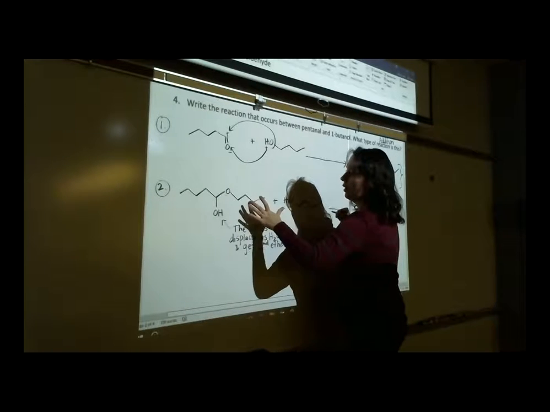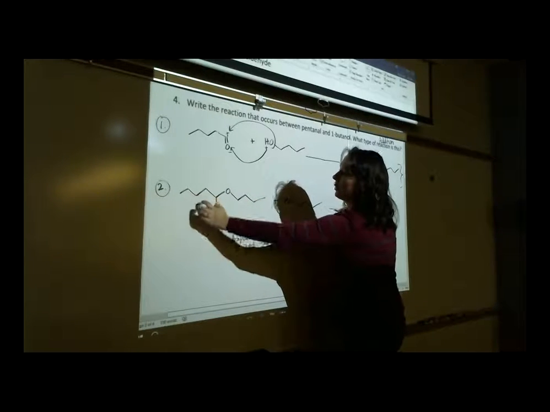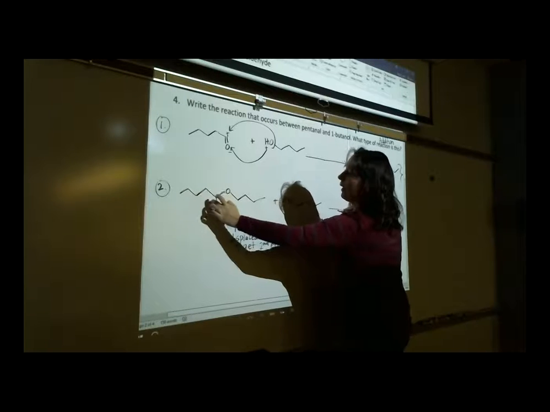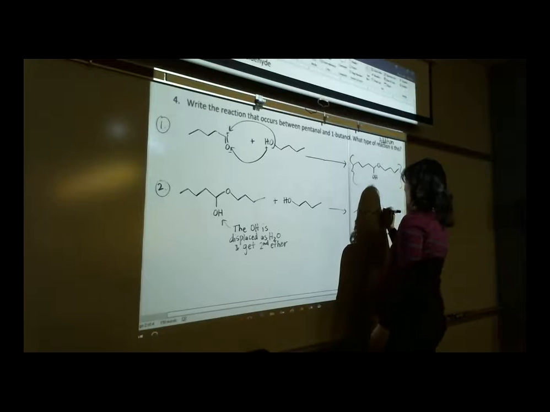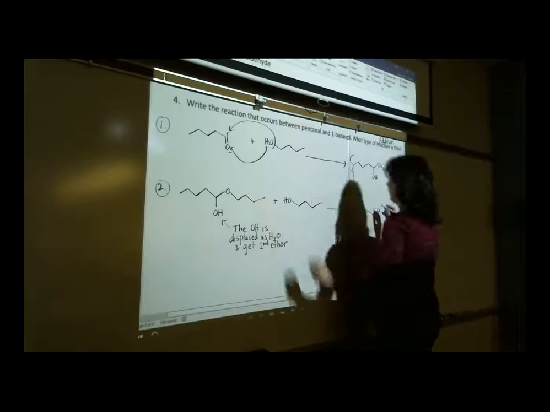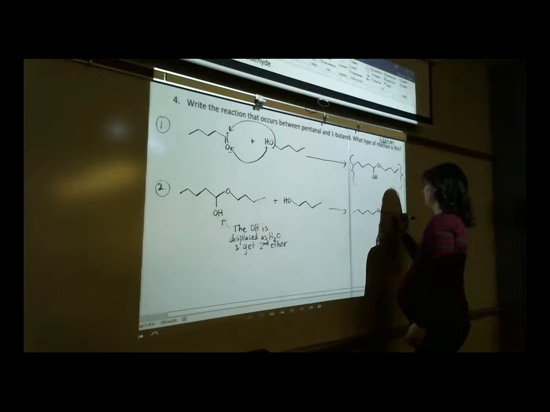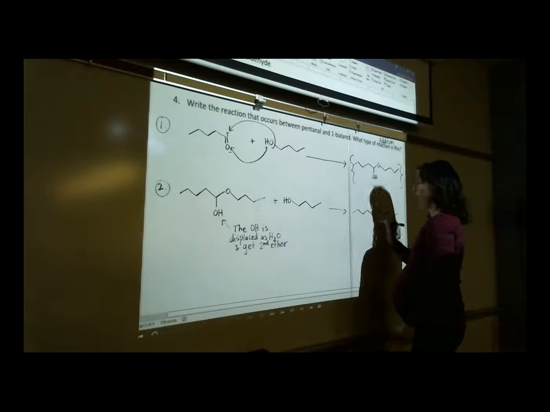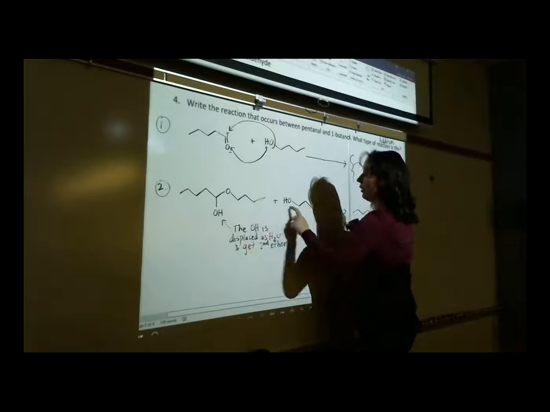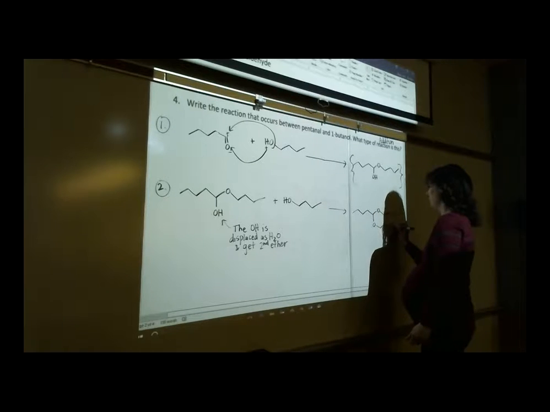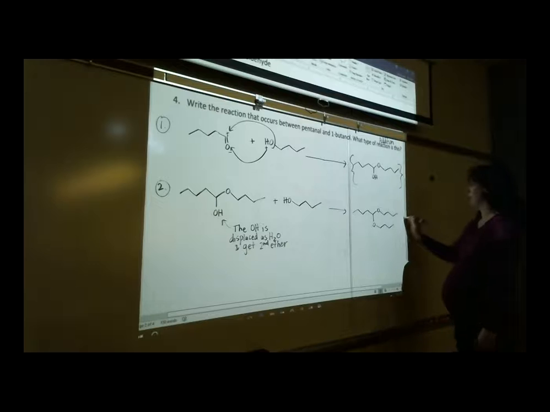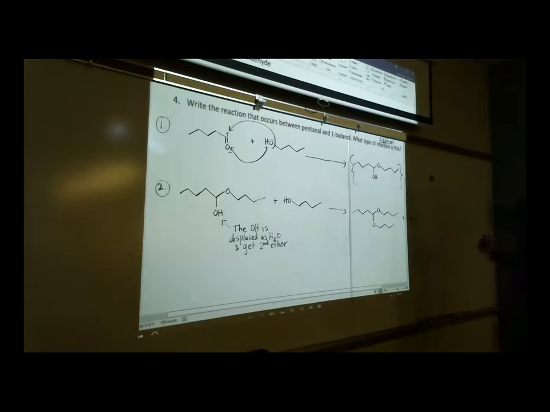So this gets redrawn on the top the same. 1, 2, 3, 4, 5. And then O. And then 1, 2, 3, 4. That part hasn't changed, right? And then where this was is where your second ether is. O. 1, 2, 3, 4. And then your other product is H2O. Right? So this final product has 2 ethers in it.